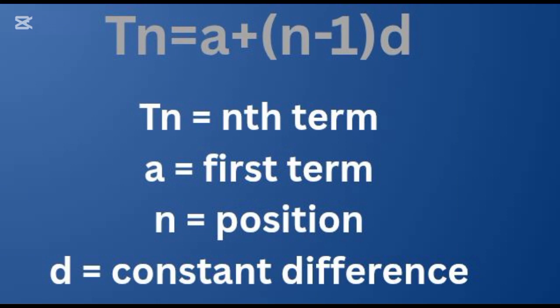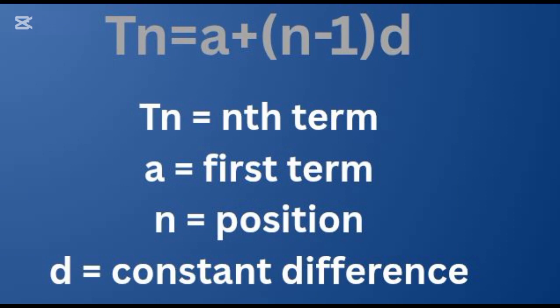And then we have a d, which is the constant difference. That means the number that we're adding all the time, or the number that we're subtracting all the time. Maybe we are adding 5 all the time, so then our constant difference is going to be 5. It just depends on what we're adding or minusing all the time.